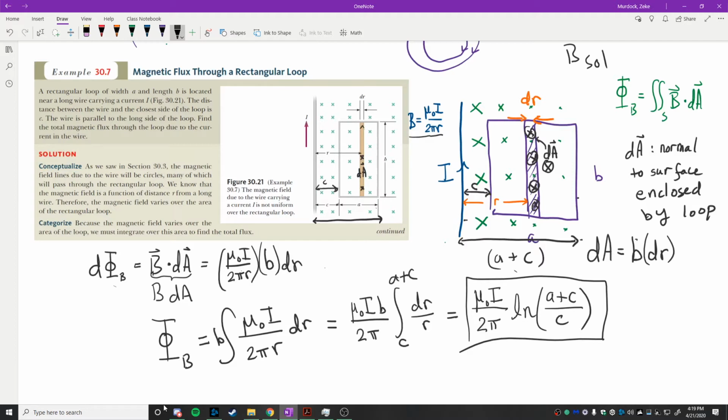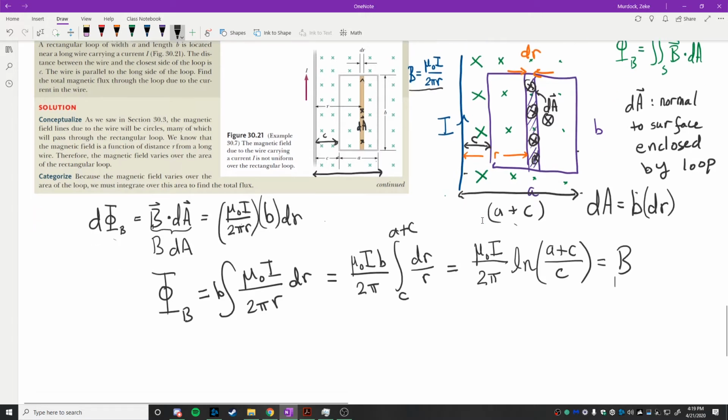Okay, do you guys have any questions? That's the flux, right? That's what it is. That is the magnetic flux through that loop. This is equal to, let me drive this point home just a little bit here, the magnetic flux. And if we pick some values, we could actually calculate what this would be, right?